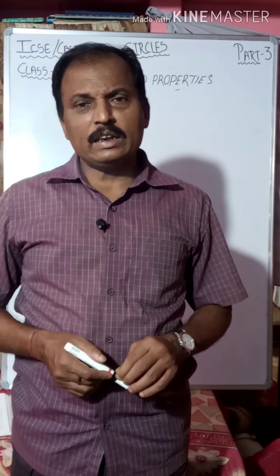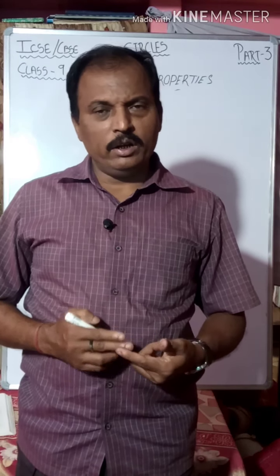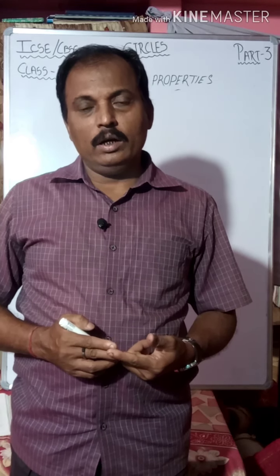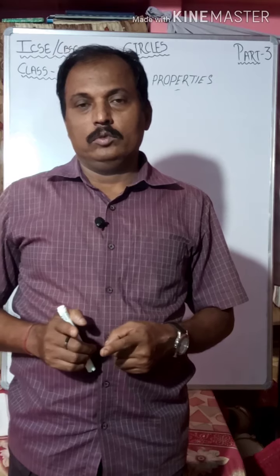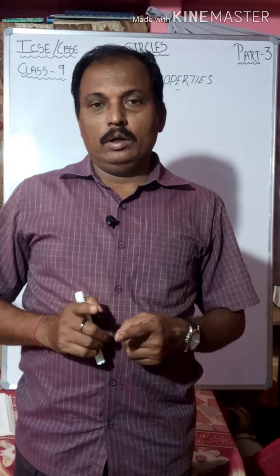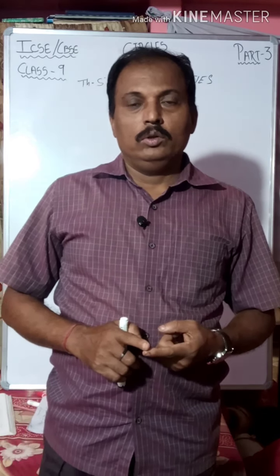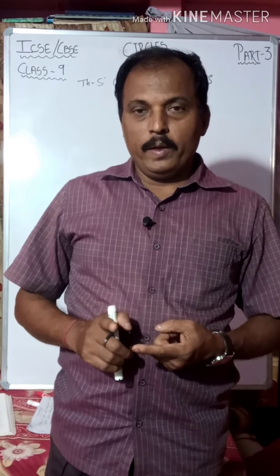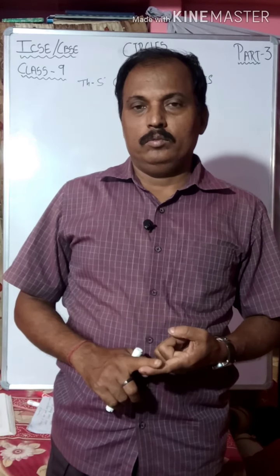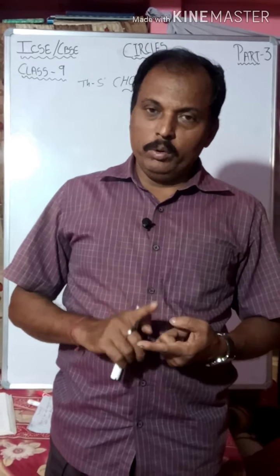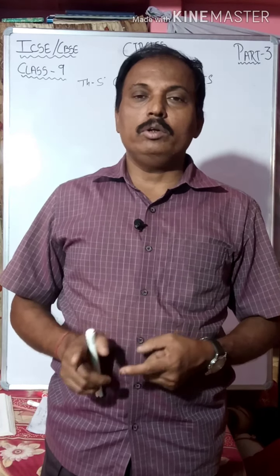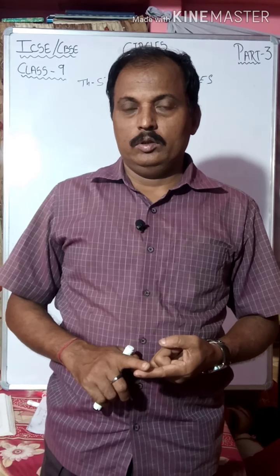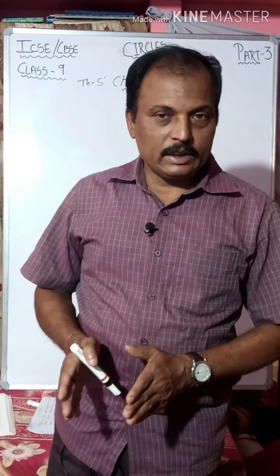In our last class we discussed two theorems about chords: two chords equidistant from the center are equal, and two equal chords in a circle are equidistant from the center. We discussed this in our last classes.